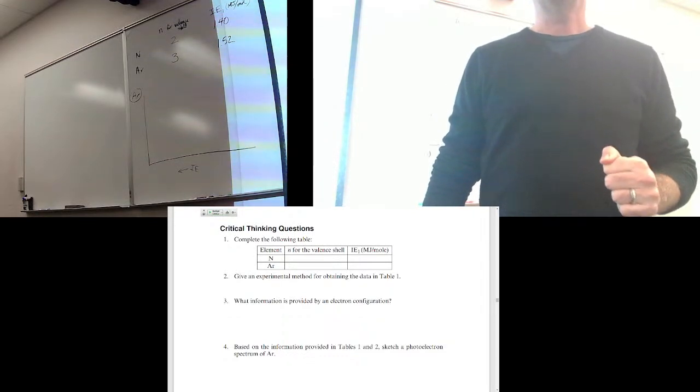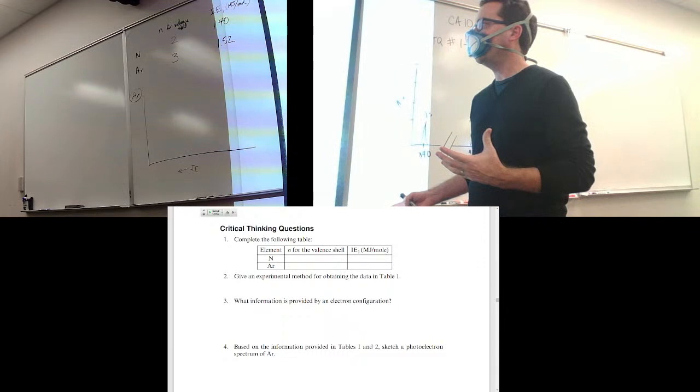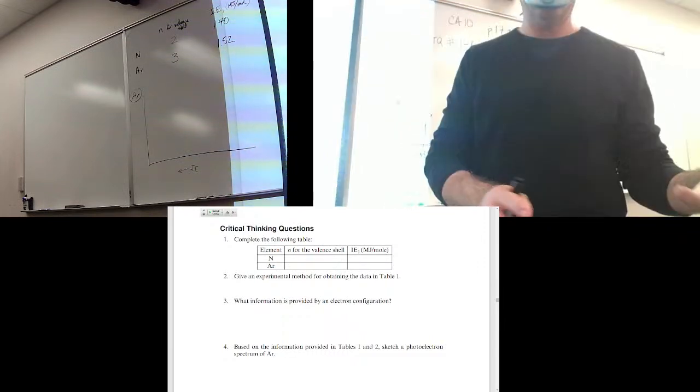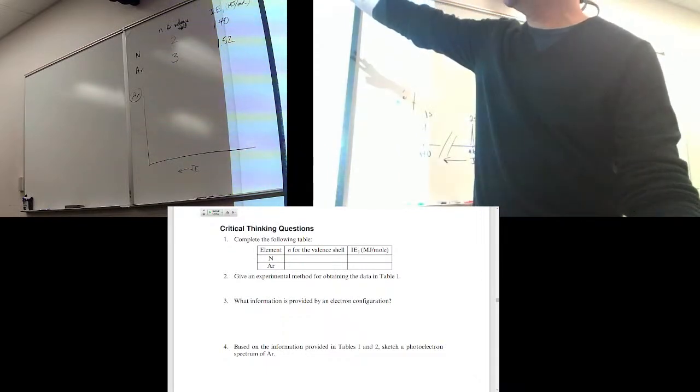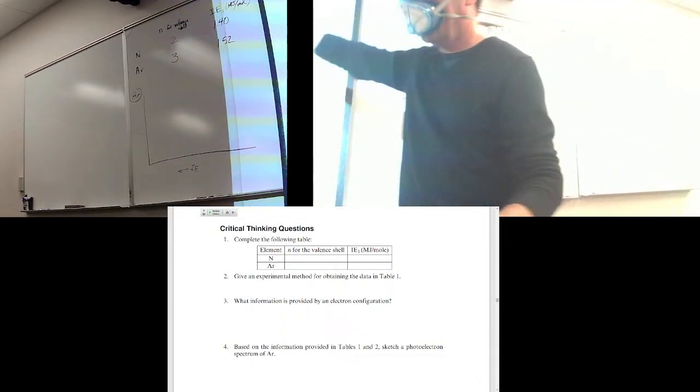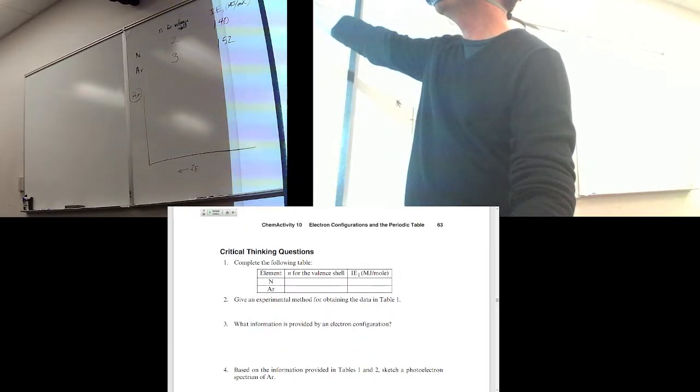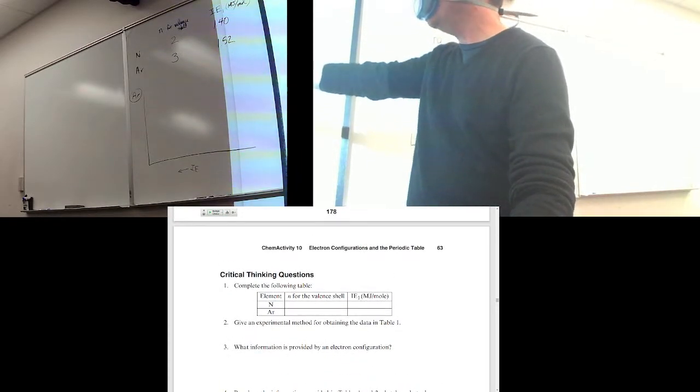So I'm seeing some people doing the right thing. I'm seeing some people doing partially the right thing, which is still fine. So first, let's look at question 1. Using just the data that was given, how do I find the N for the valence shell?